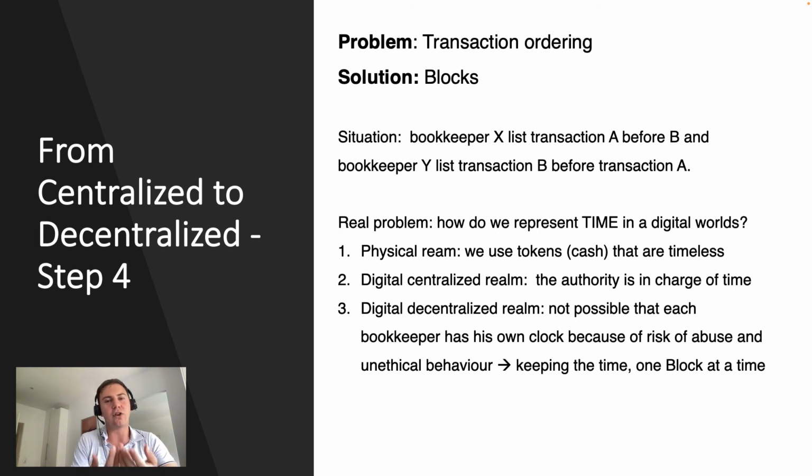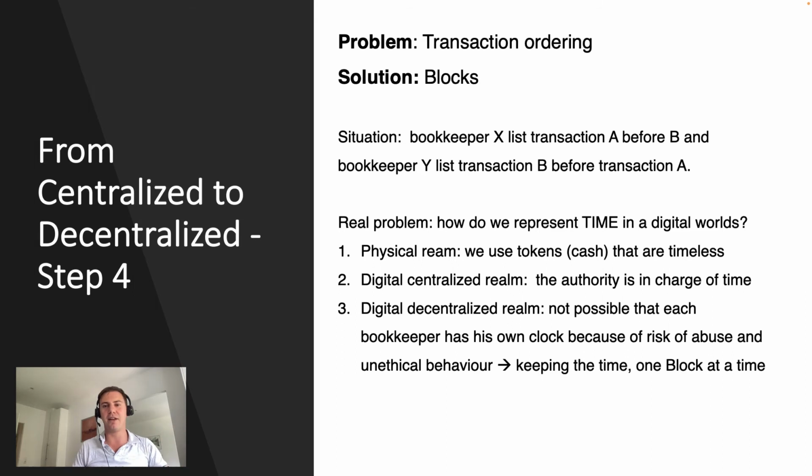Because in physics, and this is a concept I will come back to, and it's very important for people to know, that's the biggest problem: how you represent time in a decentralized world, and we will discuss this later. In the physical realm, we use tokens, like cash. If I give you cash, at the moment I give it to you, I don't have it anymore. So cash is timeless, or tokens are timeless. But ledgers are not. Ledgers need a time, and PayPal and banks always have a central authority who decides the order. But in a decentralized world, there is no time.